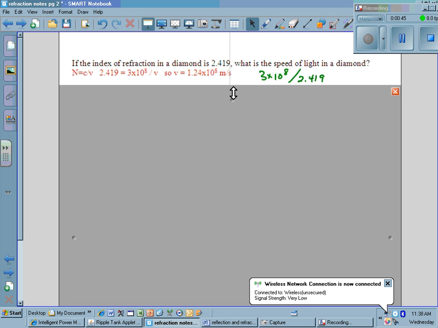Now, the index of refraction has no units, because the meters per second on the top cancel out with the meters per second on the bottom. So you don't have any units for index of refraction.